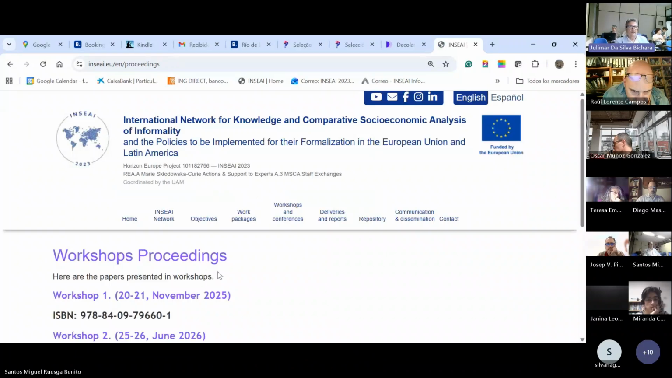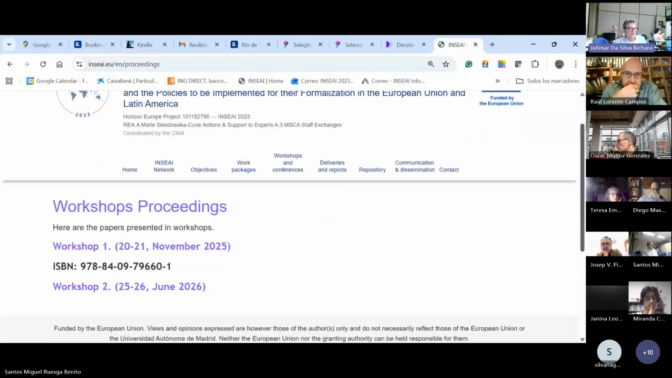Where you can see publication, the window of communication and dissemination, this is the place for workshop proceedings. The workshop proceedings has an ISBN, this is the number, and here is the place to publish your papers. So, Raúl, I don't know how the papers are. We got all the papers exposed, no?